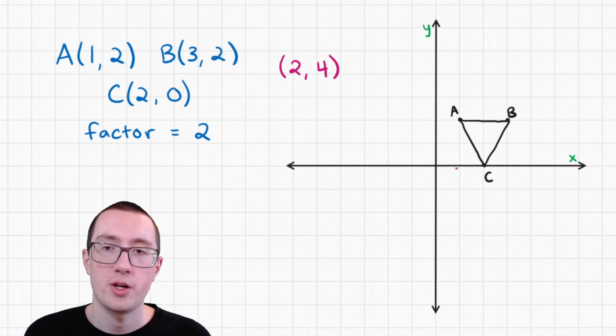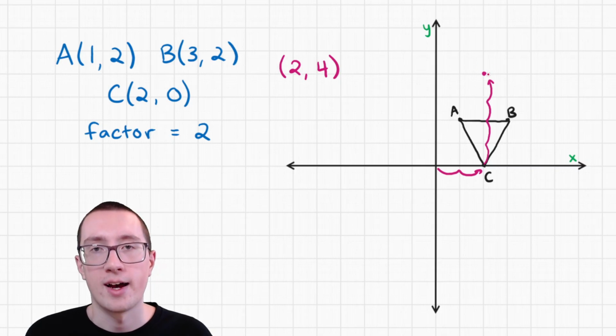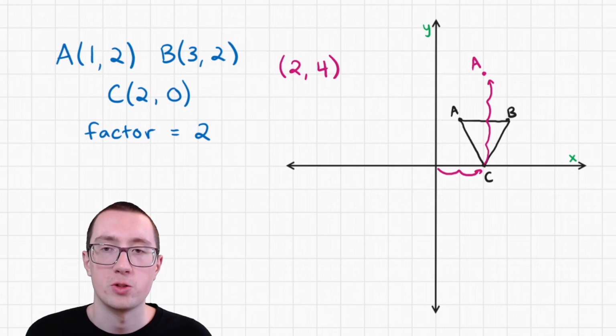So x is 2, that means we need to move 2 squares to the right, and y is 4, so we need to move 4 squares upward. And this is going to be our new point A. And whenever we're drawing the dilated version of a graph, we label all of the points with a little apostrophe, and we call it prime. So this is A prime.